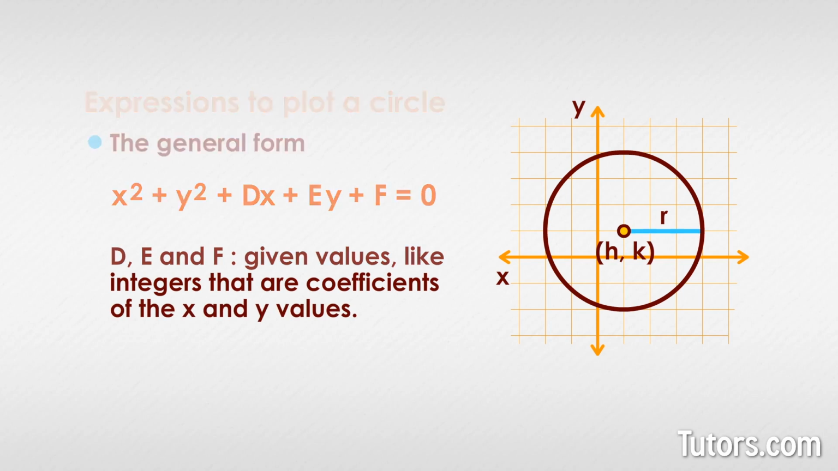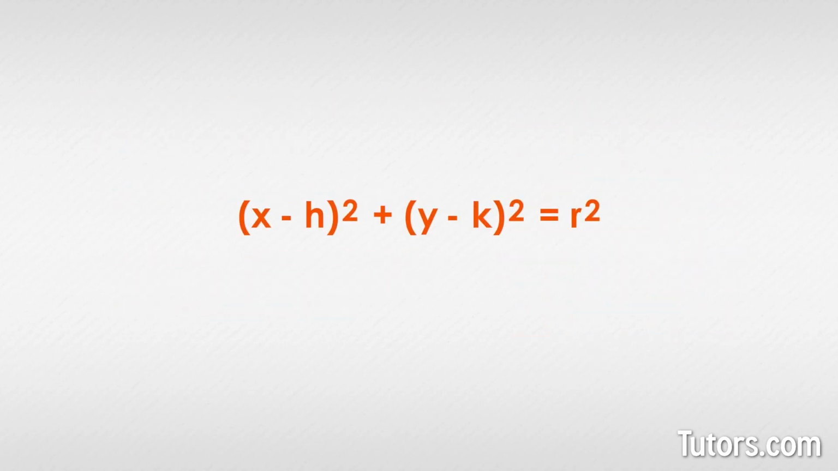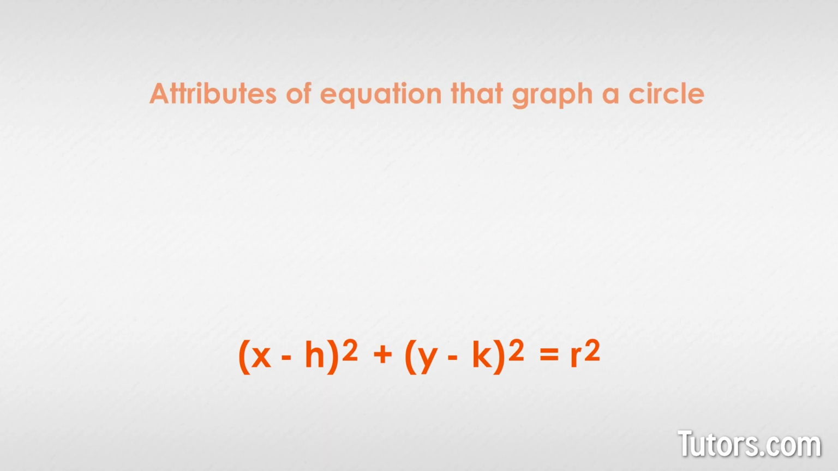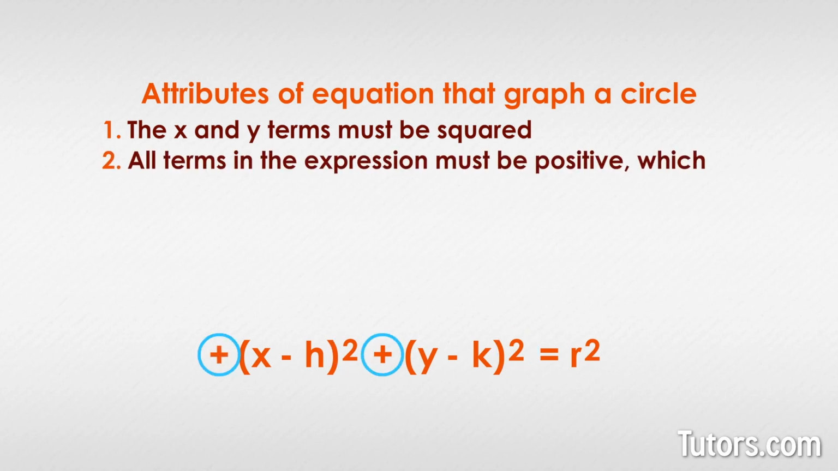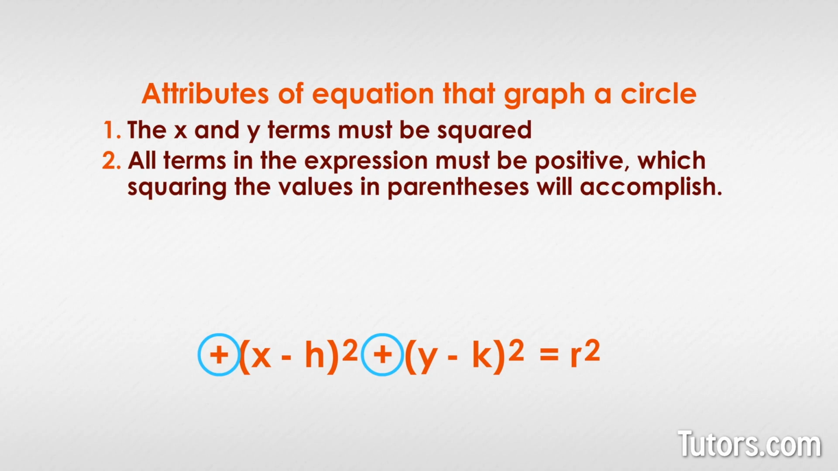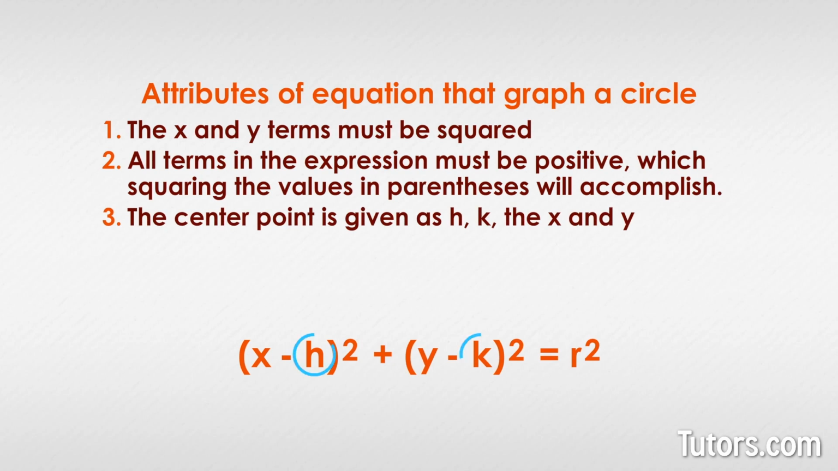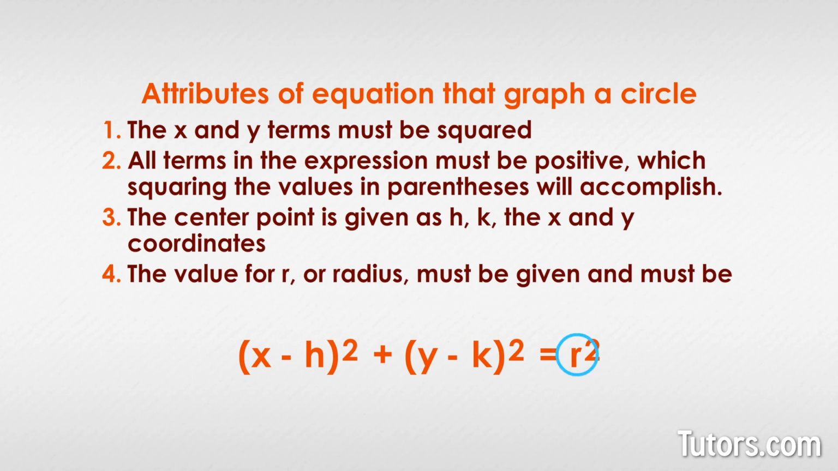If you are unsure that a suspected formula is the equation needed to graph a circle, you can test it. It must have 4 attributes. 1. The x and y terms must be squared. 2. All terms in the expression must be positive, which squaring the values in parentheses will accomplish. 3. The center point is given as h, k, the x and y coordinates. 4. The value for r, or radius, must be given and must be a positive number, which simply makes common sense. You cannot have a negative radius measure.